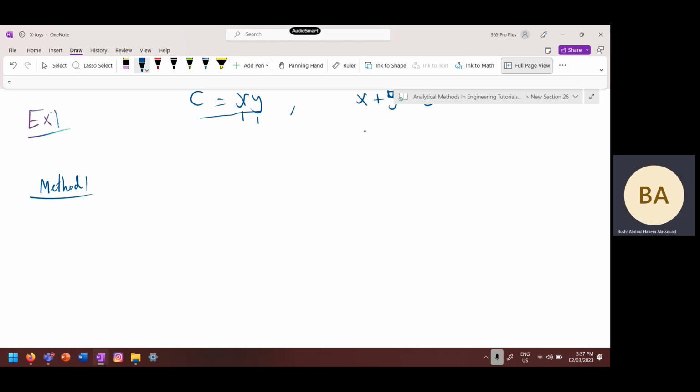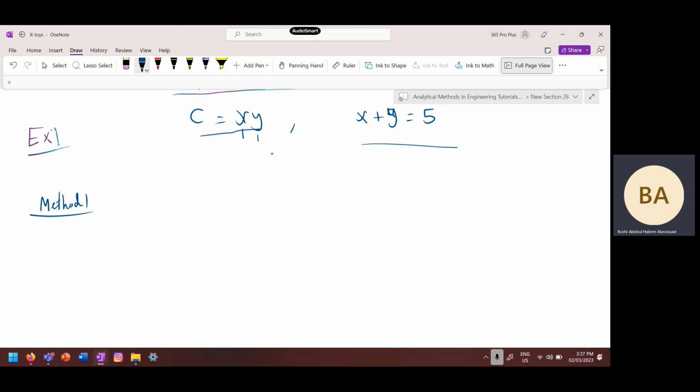Okay, the first thing is to change the auxiliary function. This is called the auxiliary function. To change the auxiliary function with respect to one of the variables, I will choose y. So y is equal to 5 minus x. Okay, now substitute this value in the cost function to be just like the following. So you have x(5 minus x), which simplifies to 5x minus x squared.